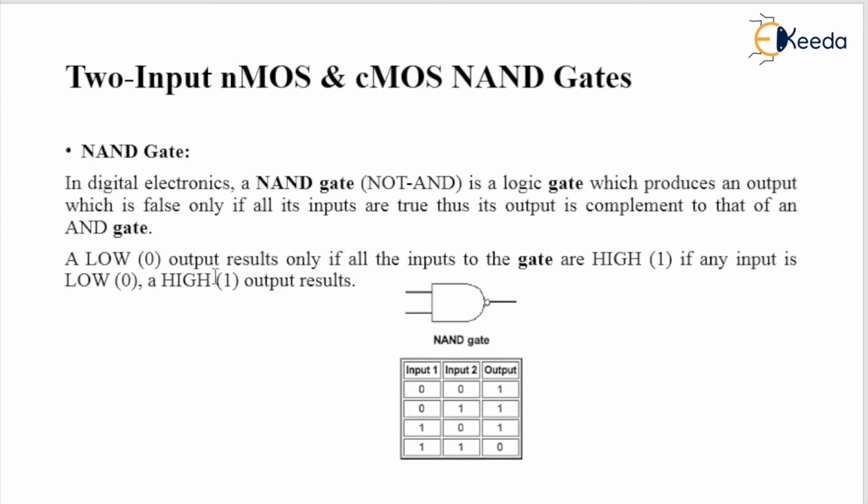A low 0 output results only if all the inputs are at high. So if all the inputs are at high state, the output will be 0. In all the remaining cases, the output will be at logic 1. I repeat, when both the inputs are at logic 1, the output will be 0 state. Otherwise, it will be at logic 1 state itself.